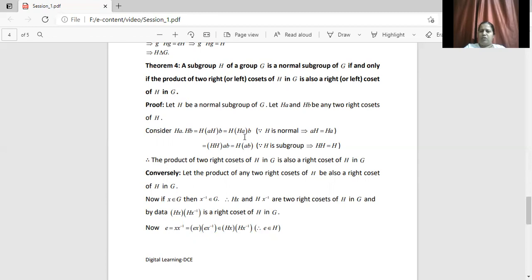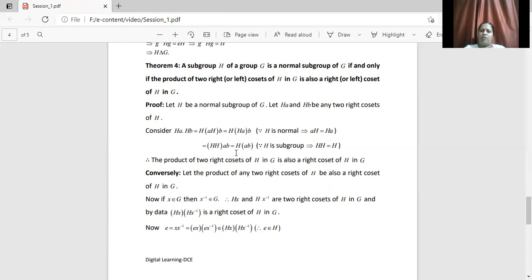Therefore, H into Ha into b. Since H is normal, that implies aH is equal to Ha. And that is equal to, you take the bracket for these two H, H into H into ab, and H into H is equal to H itself. Hence, it will become H into ab. That is what we started with, Ha into Hb, two right cosets, and we are getting it as H into ab. That is what the product of two right cosets of H in G is also a right coset of H. Again, we are getting a right coset itself.